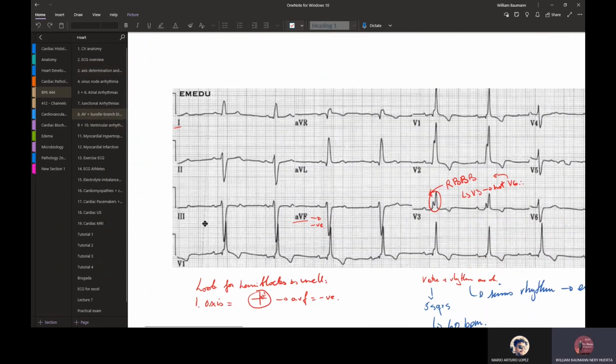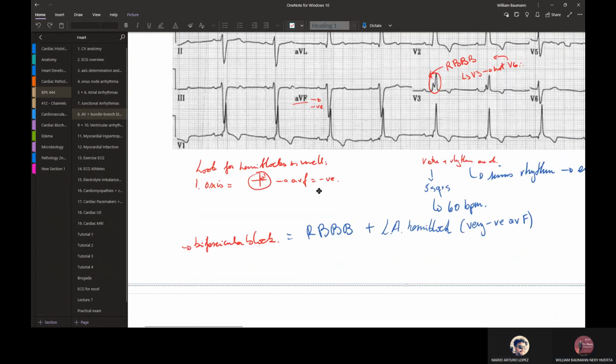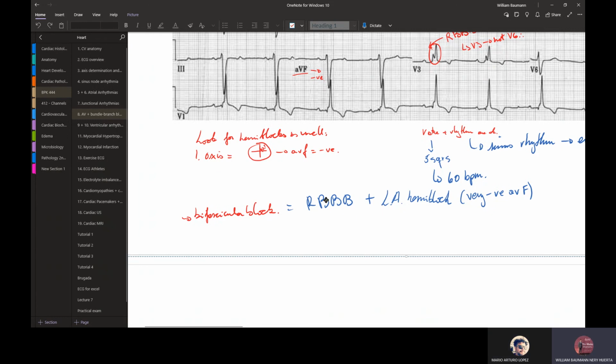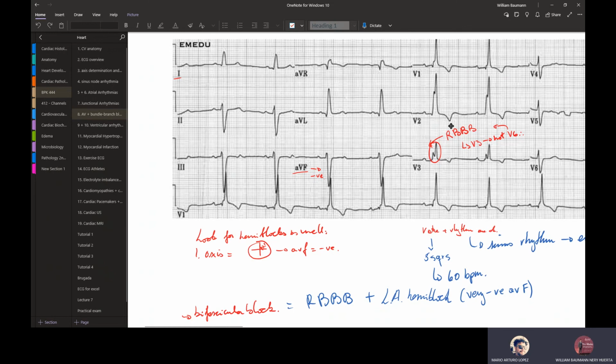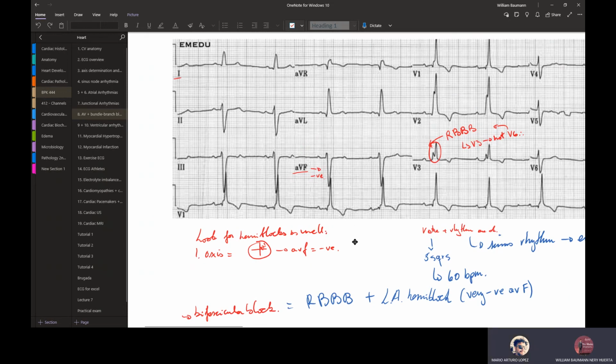So lead two, lead three, and AVF are all having that negative deep S. And AVL and lead one are positive. Those are the characteristics for a left anterior hemi block. Does that make sense? Okay. So that's how we saw that there are two, a bifascicular block. Right bundle branch block, like we saw here, and a left anterior hemi block. That very negative AVF gave us a clue that we should be looking for that.